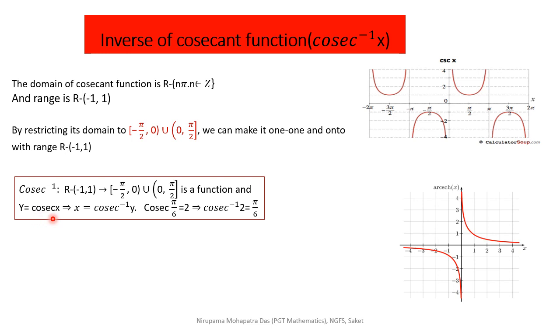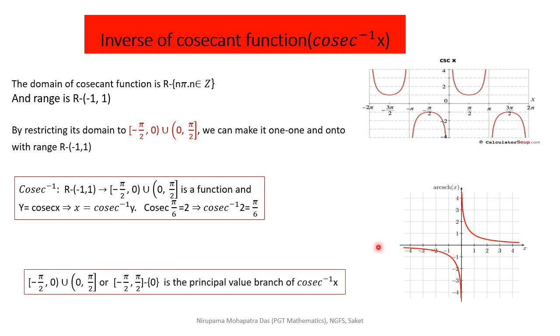So y equal to cosec x implies x equal to cosec inverse y. For example, if you write here cosec pi by 6 equal to 2, this implies cosec inverse 2 equal to pi by 6. So this is the graph of cosec inverse x, and the principal value branch of cosec inverse x you may write like this, the closed interval minus pi by 2 to pi by 2 except 0.